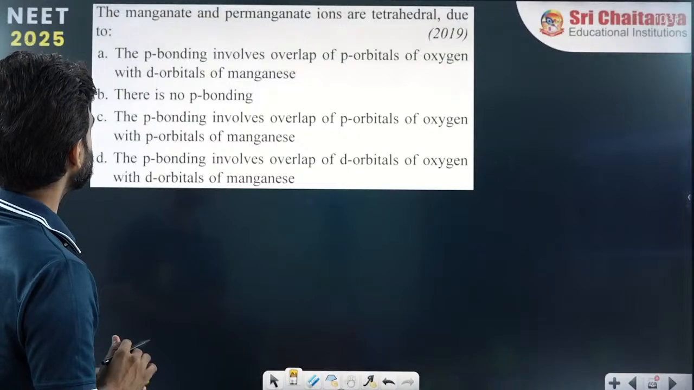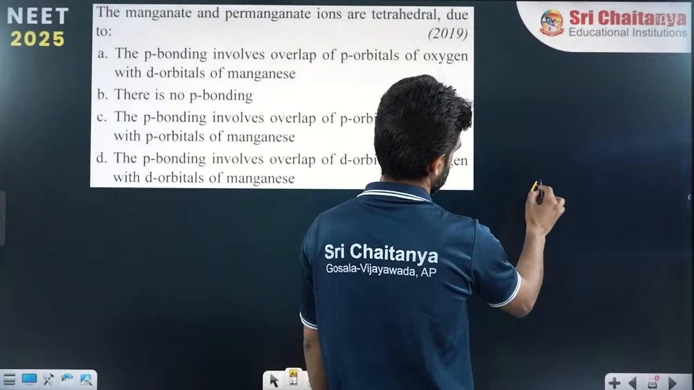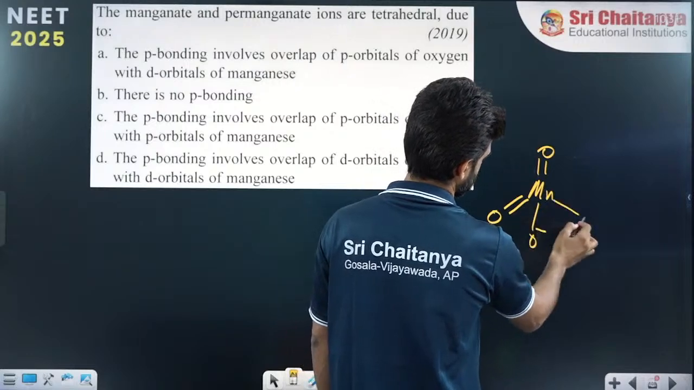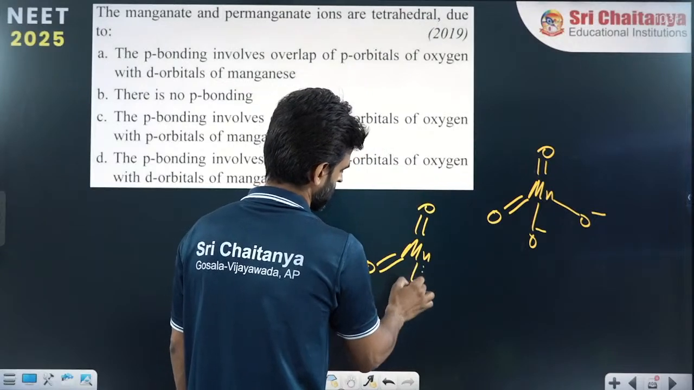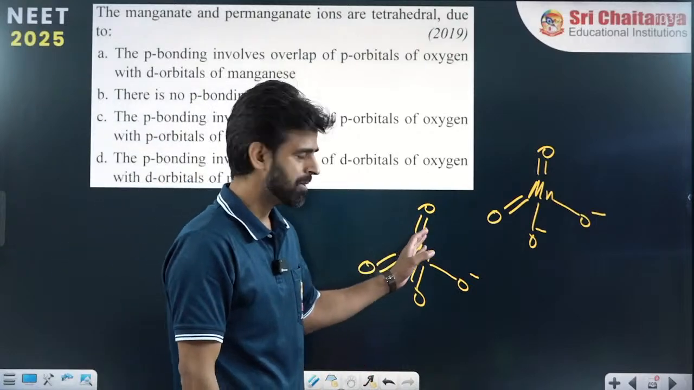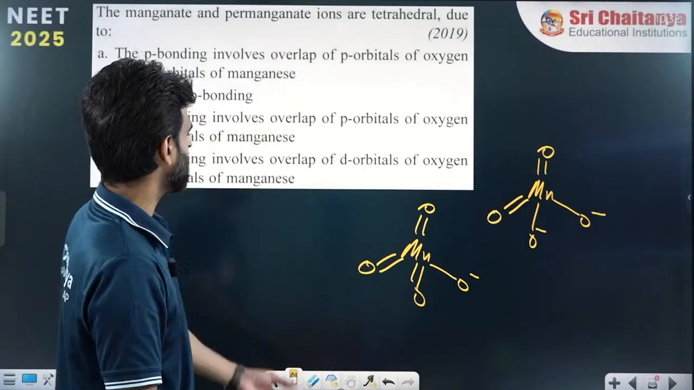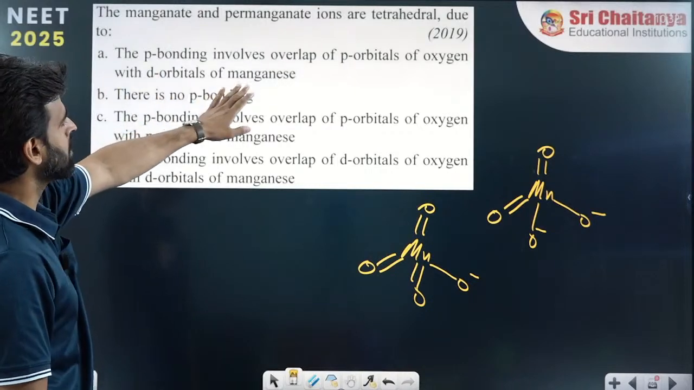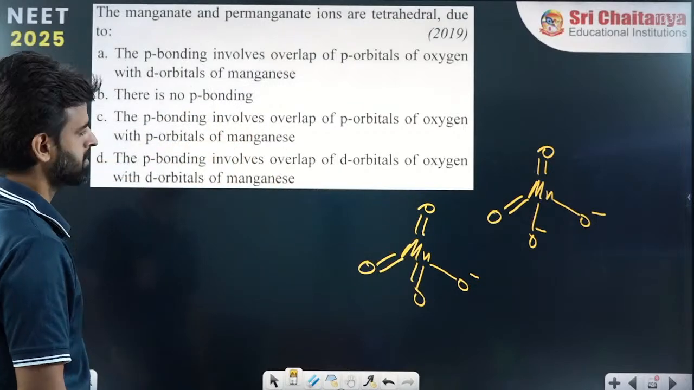The manganate and permanganate ions are tetrahedral due to the, okay, if you look at the structure of the manganate ion and permanganate ion, definitely these are tetrahedral having sigma and pi bonds, and the pi bonds are between d orbital of the metal and p orbital of oxygen, right? So because of pi bonding, the pi bonding involves the overlap of p orbital of oxygen and d orbital of manganese, right? Good.